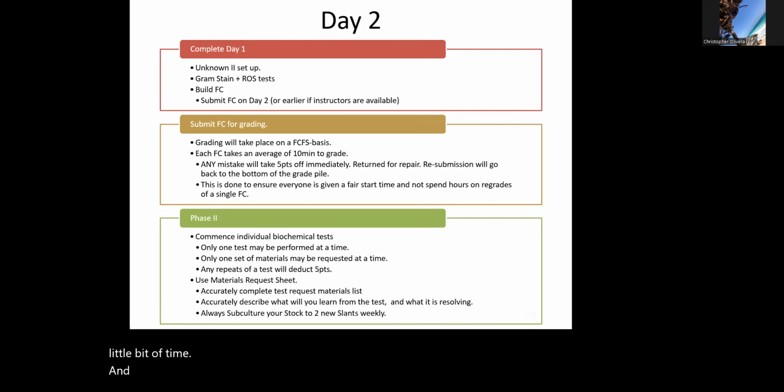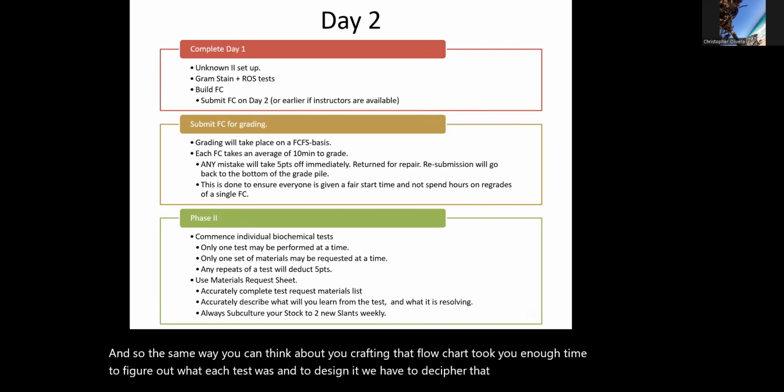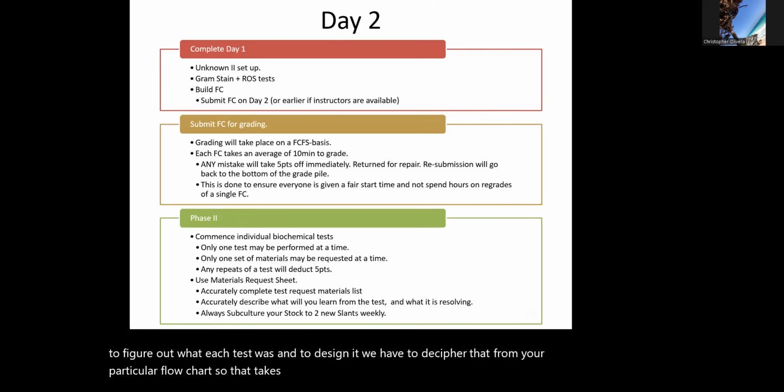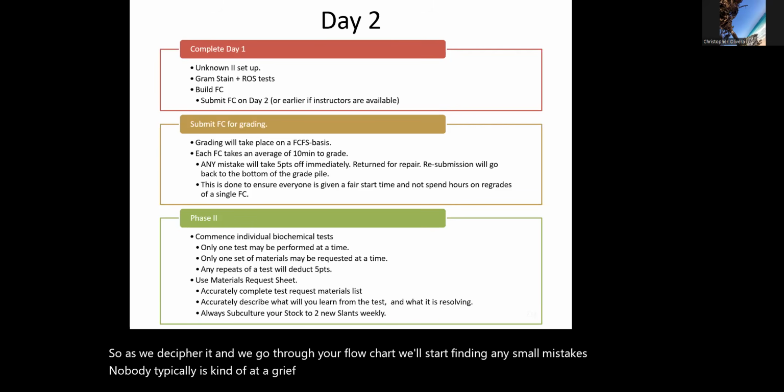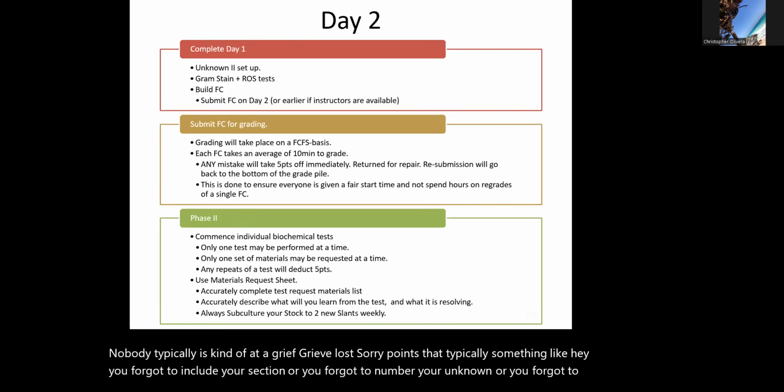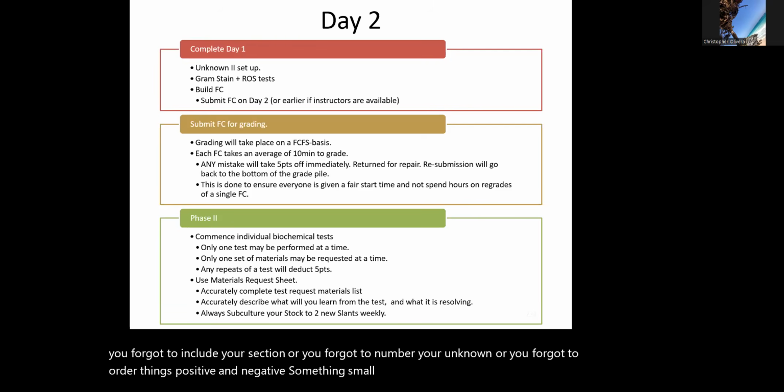The same way you crafting that flowchart took you enough time to figure out what each test was and to design it, we have to decipher that from your particular flowchart. So that takes some time. As we decipher it and go through your flowchart, we'll start finding any small mistakes. Nobody typically loses grievous points. It's typically something like, hey, you forgot to include your section, or you forgot to number your unknown, or you forgot to order things positive and negative, something small enough that even then we have to return it to you to let you know, hey, this is incorrect, please fix it. And so usually there's a loss of about 2 to 5 points per each mistake. And yes, those can be repeated.